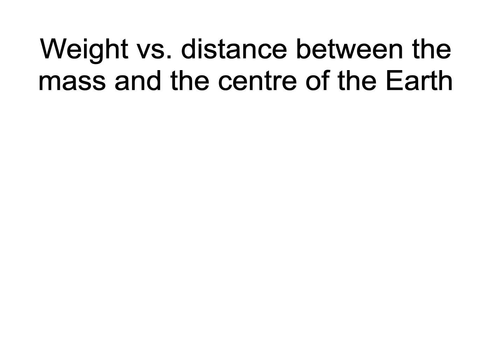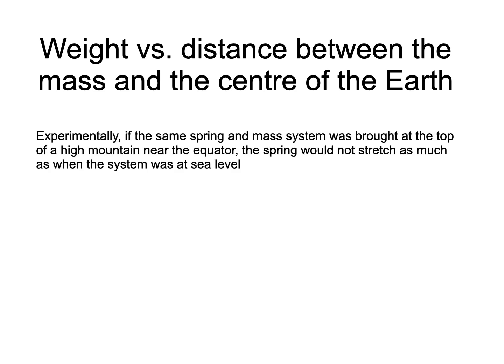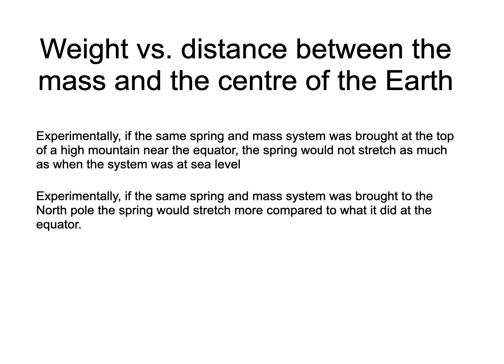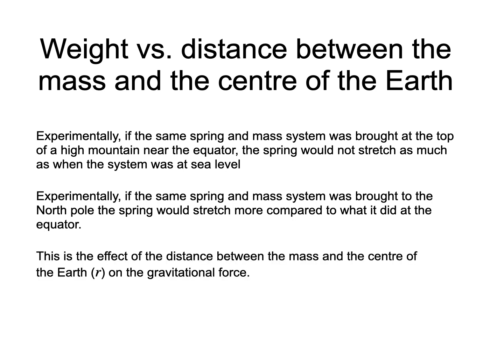Let us look at the effect of the distance between the mass m and the center of the Earth. If you transport your spring and mass at the top of a mountain, you would find that the spring is less stretched. The Earth is not a perfect sphere. The poles are closer to the center of the Earth than points at the equator. You would find that the spring stretches more at the North Pole. So the gravitational force decreases when the distance between the mass and the center of the Earth, labeled r, increases.